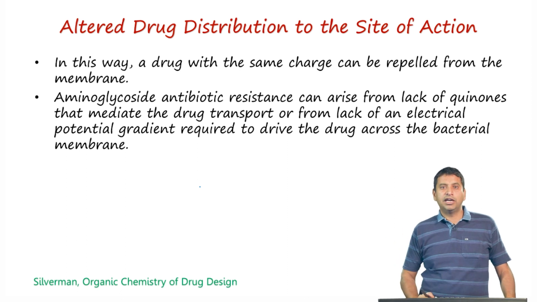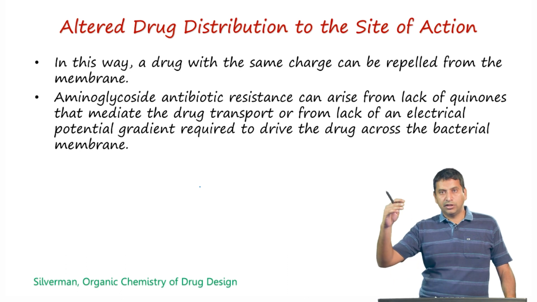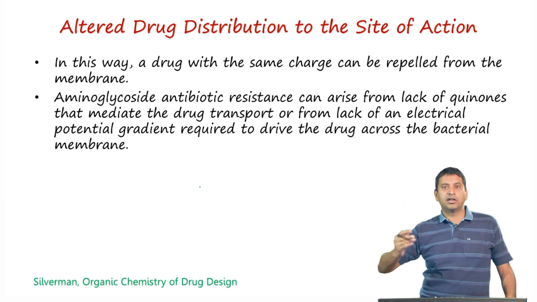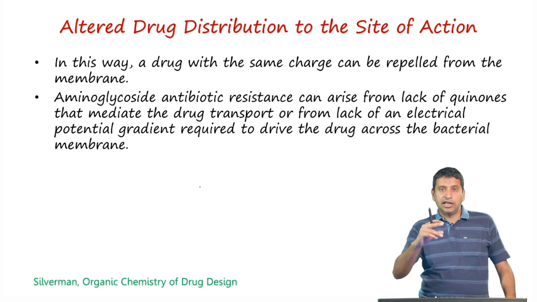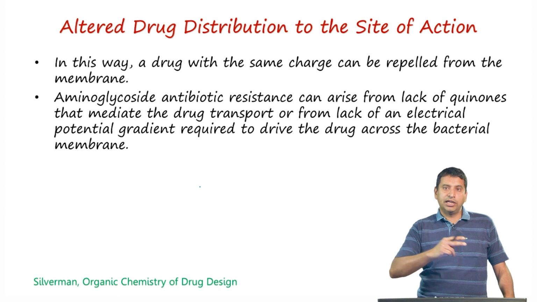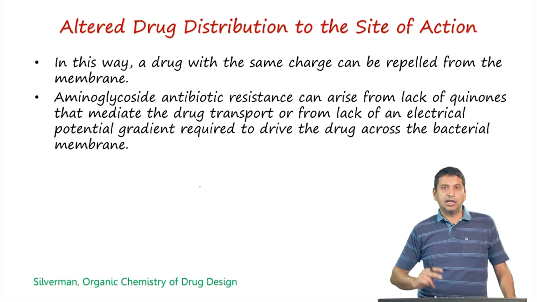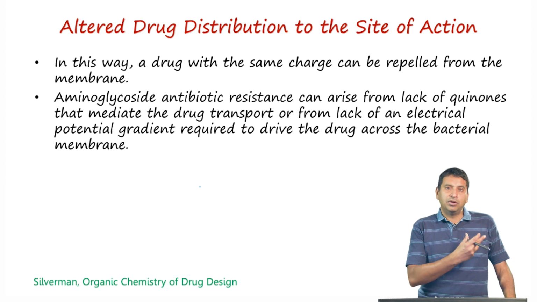Aminoglycoside antibiotics, for example, become ineffective from lack of quinones that mediate the drug transport, or from the lack of an electrical potential gradient required to drive the drug across the bacterial membrane. These two can result in decreased uptake of aminoglycosides, which is going to result in resistance.